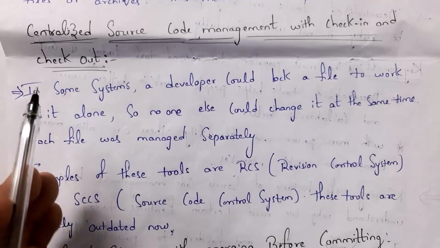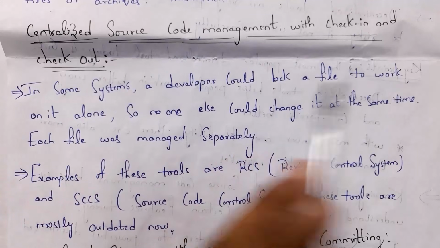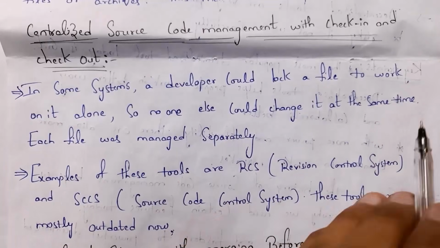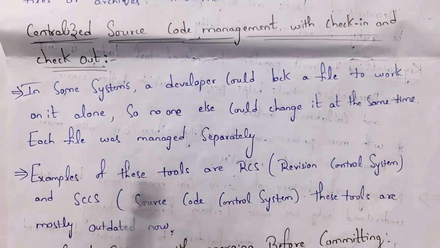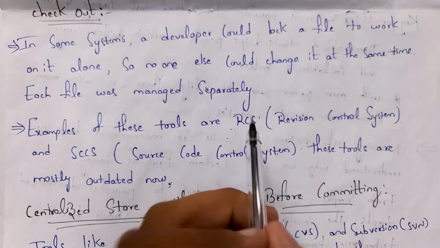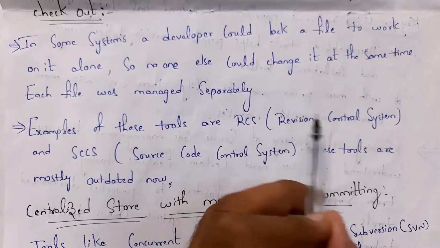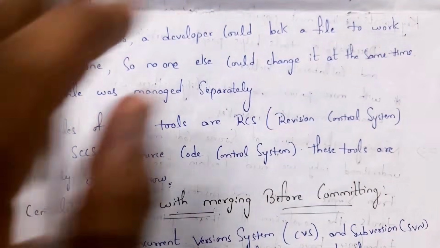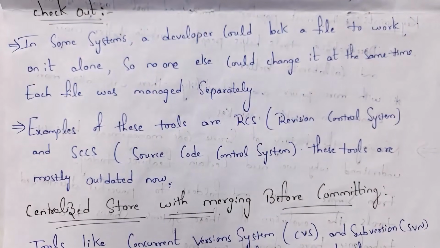In some systems, a developer could lock a file to work on it alone, so no one else could change it at the same time. Each file was managed separately. Guys, there are 2 tools. One is RCS, which stands for Revision Control System, and another one is SCCS, which stands for Source Code Control System. But nowadays no one is using these, they are outdated.